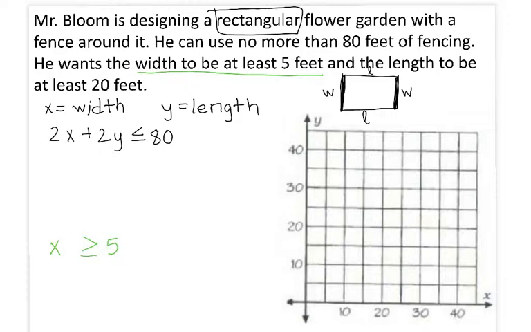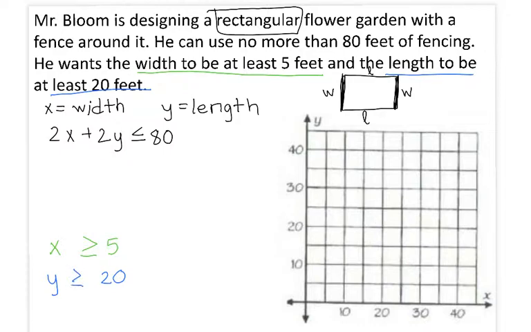We're going to do the same thing with the length to be at least 20 feet. If the length is to be at least 20 feet, length is our y. We're going to have y and 20. And since it needs to be at least 20 feet, which is very similar to what our width wanted to be, it is going to be y greater than or equal to 20.